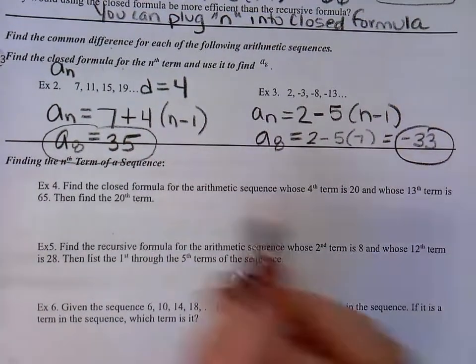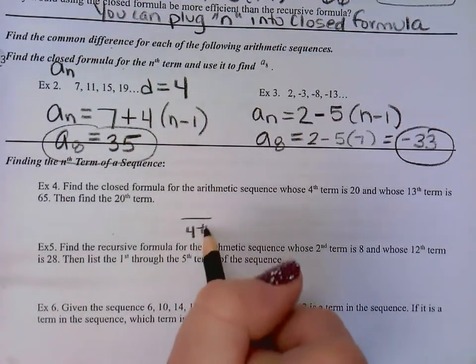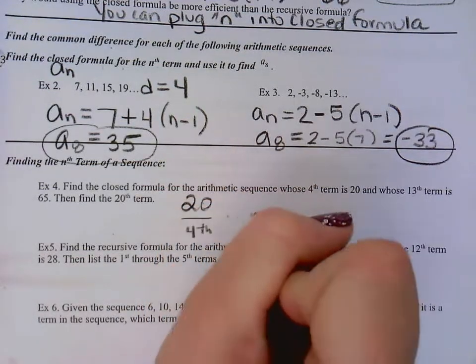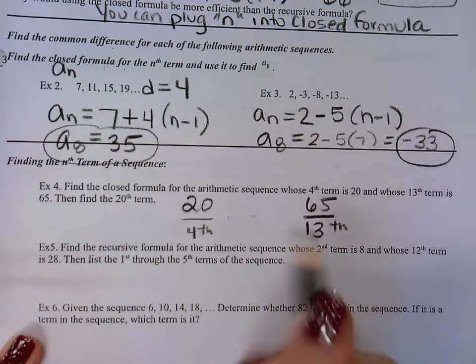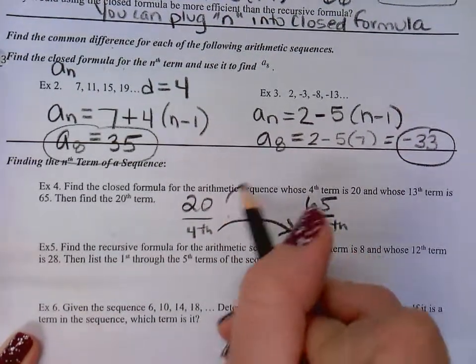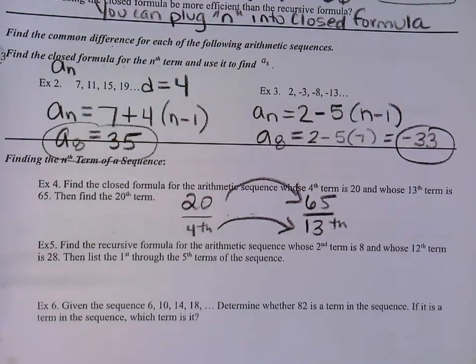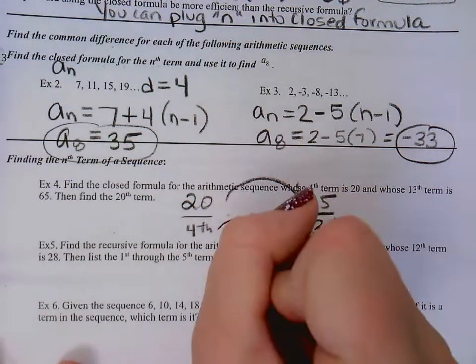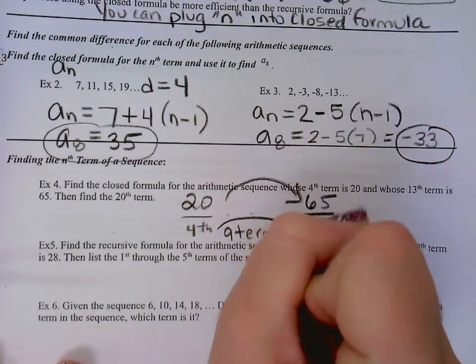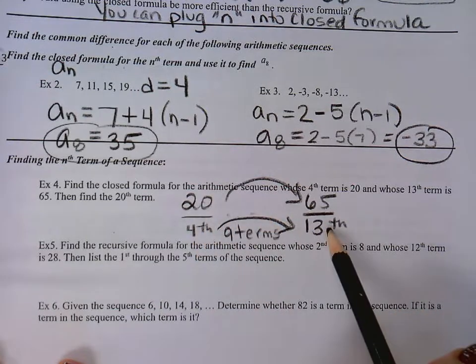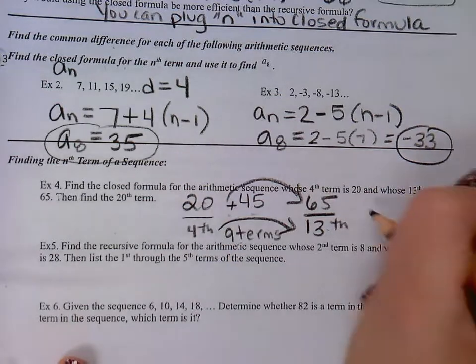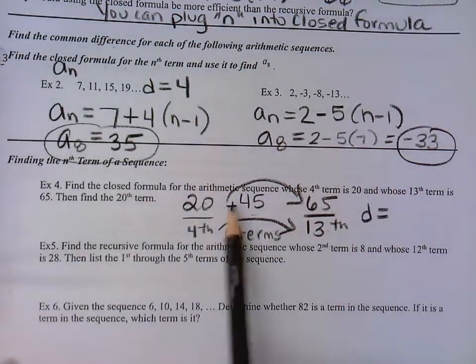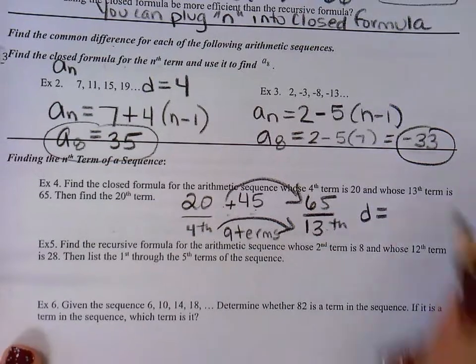So you're going to have to do some problem solving. What I do is I write out for myself that the 4th term is 20, and then I go up to the 13th term, and that's 65. How many terms did I go up, and how much did I add total? See how your brain can kind of see it? So there were 9 terms, right? 4 plus 9 is 13. So there were 9 terms, and I went up by 45. So what's my common difference? 45 divided by 9 is 5.